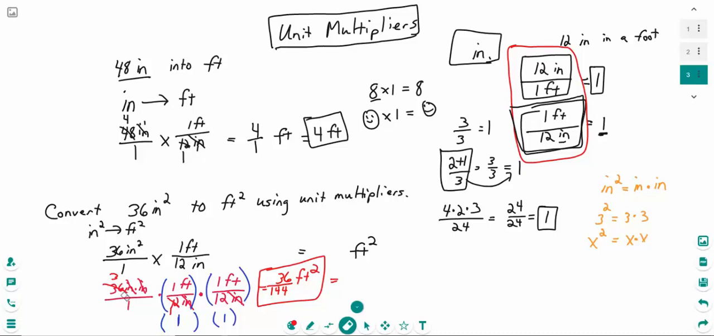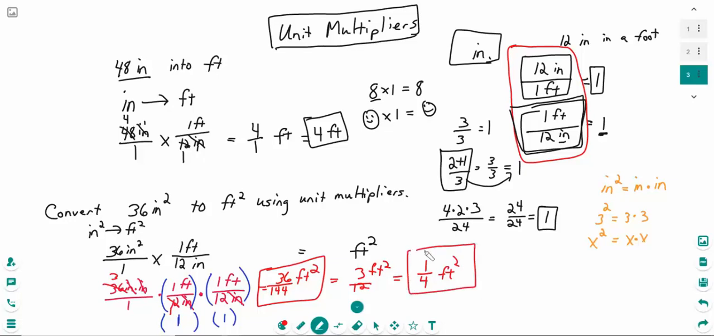So if we've got the 3 on top, 3 times 1 times 1, we end up with the 3 feet squared over, and then on the bottom now we've got 1 times 1 times 12, which is 12, which can then be reduced to 1/4 feet squared. So that's actually our answer.